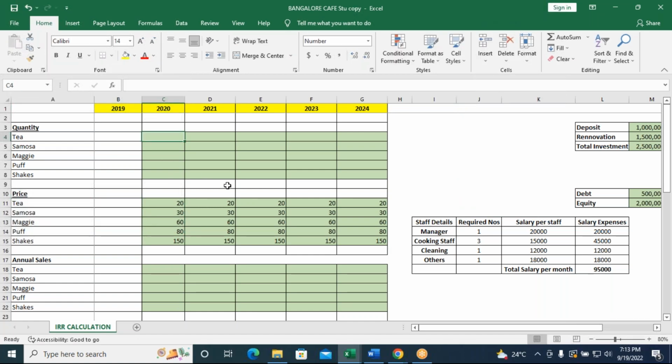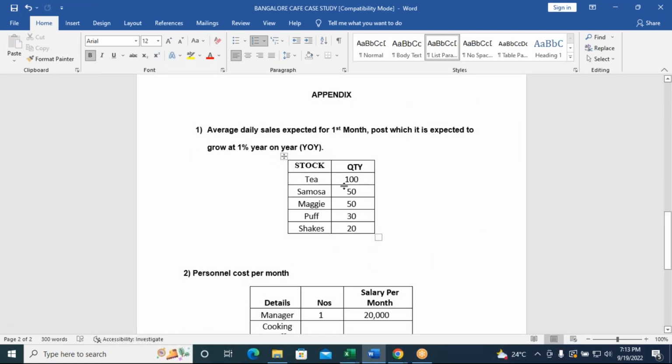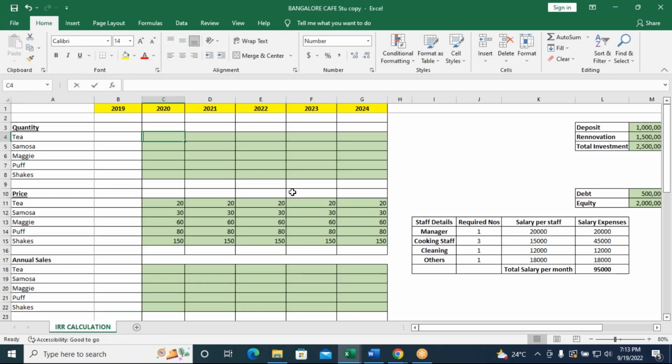Now I need to calculate the rate. How much quantity have they told? Look at the quantity. What quantity have they planned? Tea is 100; 100 teas they are going to sell. Now I'm talking about per year. So in a year, how many days will there be?